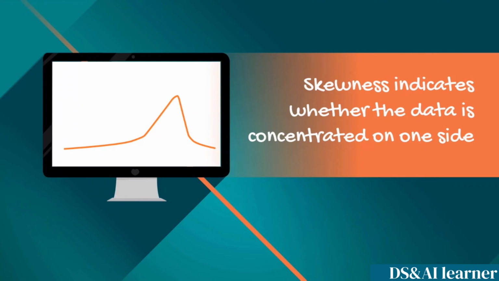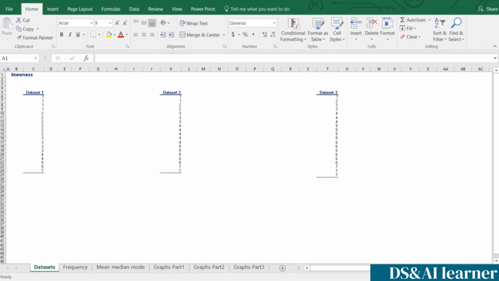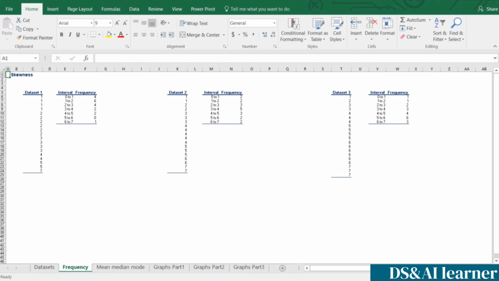Skewness can be confusing at the beginning, so an example is in place. Remember frequency distribution tables from previous lectures? Here, we have 3 datasets and their respective frequency distributions. We have also calculated the means, medians, and modes.